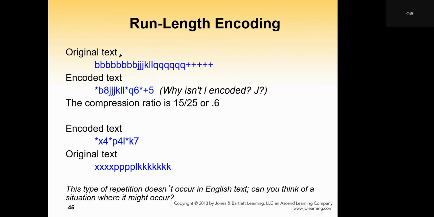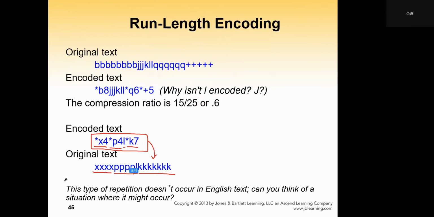This is similar. So if we have an encoding test, we can directly write this original test, right? This represents x repeated 4 times, so we can write it like this. This is p repeated 4 times. We can also write it like this. This one is just 1L. We keep it originally. And this one is k repeated 7 times, so we can write it like this.